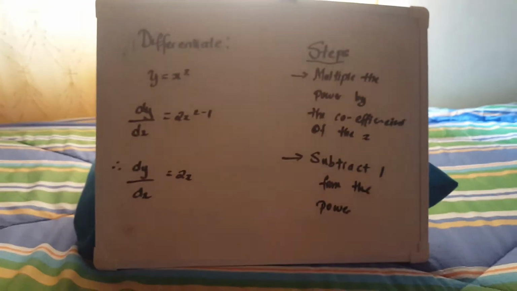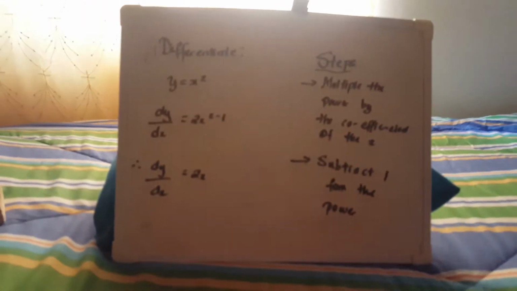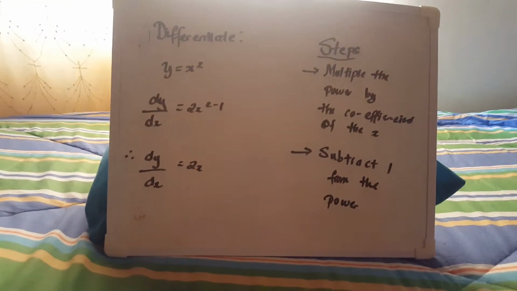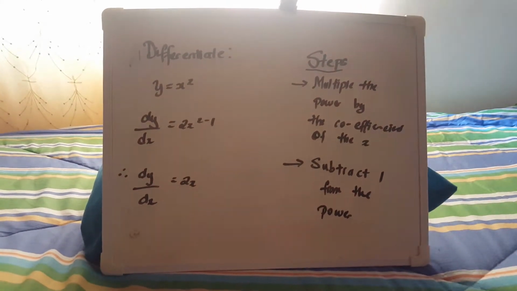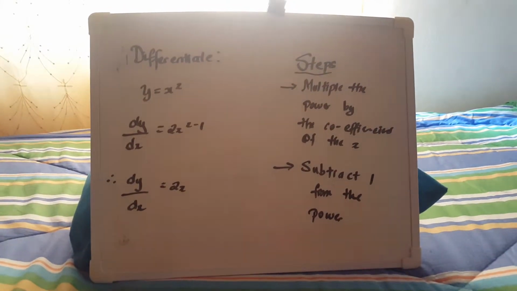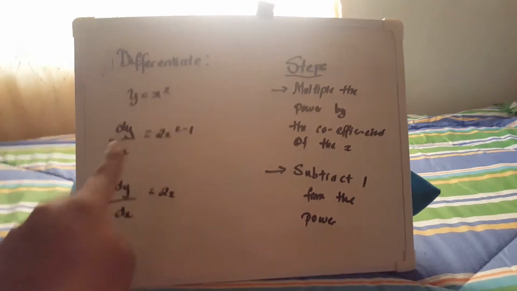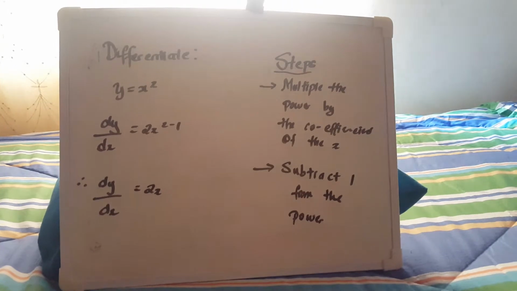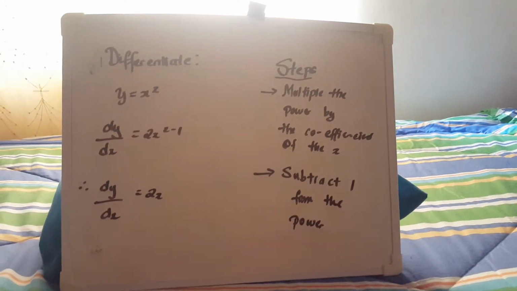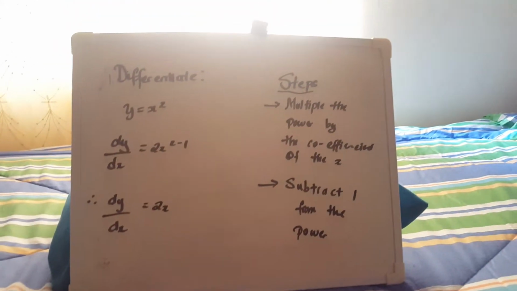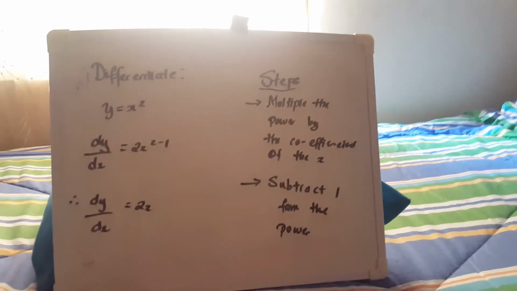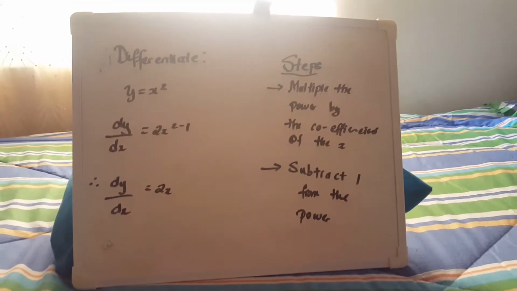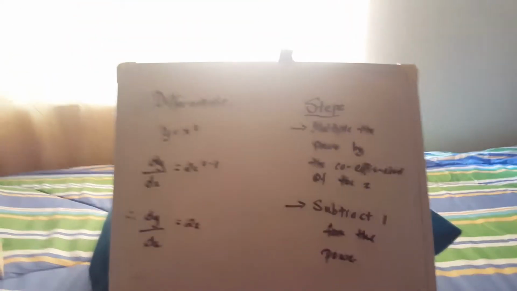So we're going to look at a question that we're given. We're given y is equal to x squared. First thing we're going to do is multiply the power by the coefficient of the x. x is the same as 1x, so it's going to be 2 times 1, which would give you that 2 right there, 2x. And then you're going to subtract 1 from the power. The power right here would be the squared, and you're subtracting 1 from that power. So it's going to be 2x to the 1. But 2x to the 1 is just 2x, so you wouldn't have to write it. So that's easy.